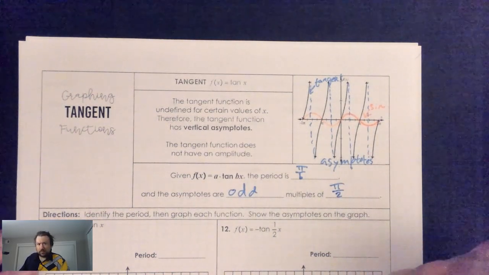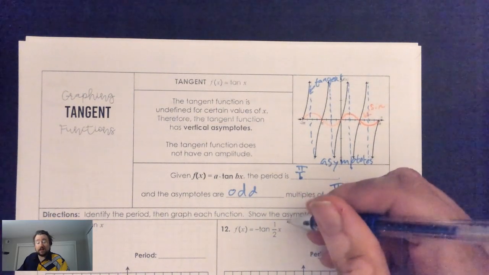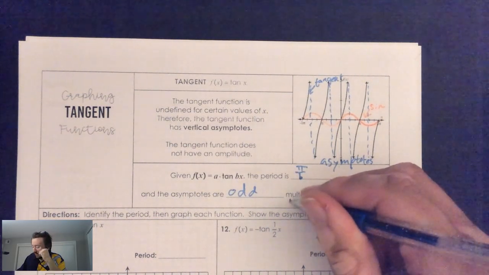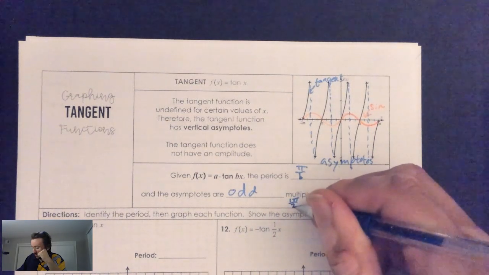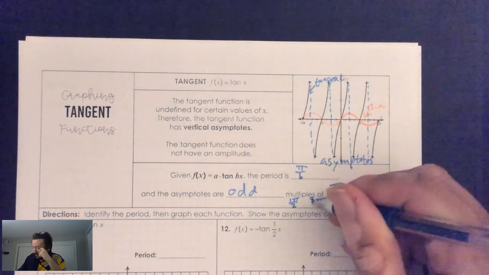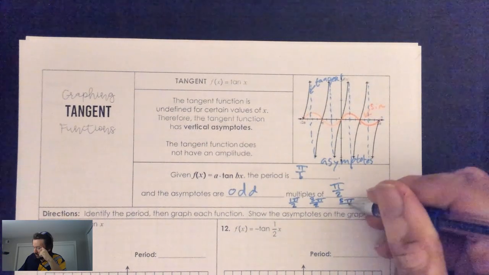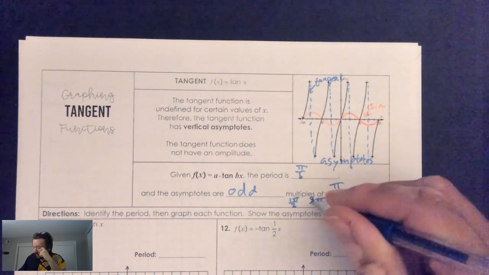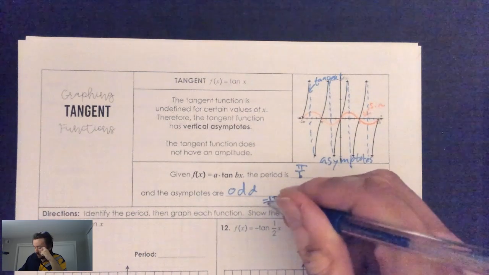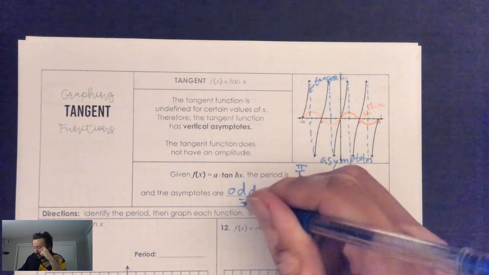What does that mean, odd multiples of pi over 2? Well, let's take a look at that. When I say odd, I'm meaning like odd numbers. 1, 3, 5, 7. And so I'd say like 1 pi over 2, 3 pi over 2, and 5 pi over 2. We can also go negative with negative 1 pi over 2 and negative 3 pi over 2.